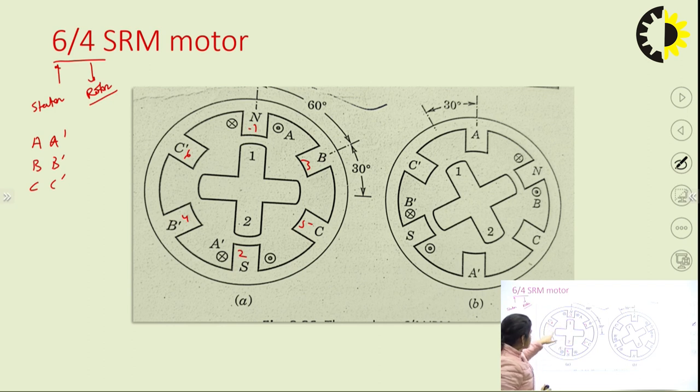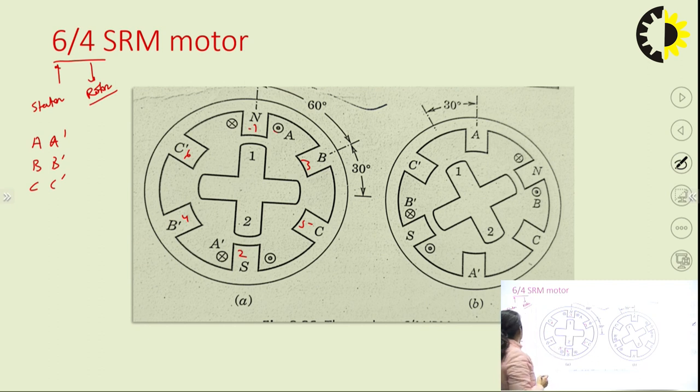This has 6 poles in the stator and 4 poles in the rotor, and both are of the projected type. The stator carries the concentrated winding, which is visible with the help of the dot and cross showing the direction of the current. The rotor has 4 poles, right? And it has no winding.